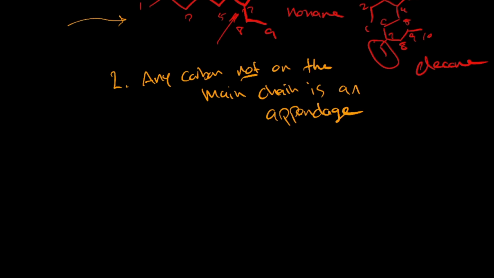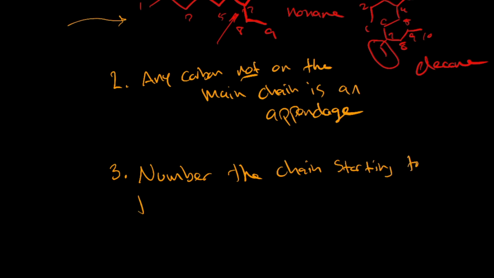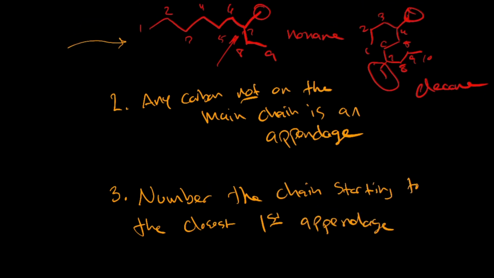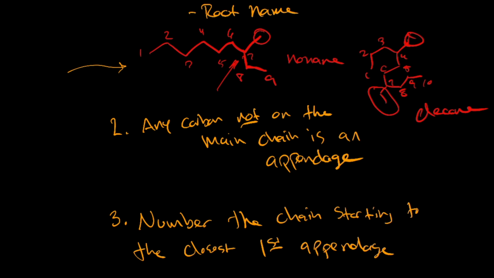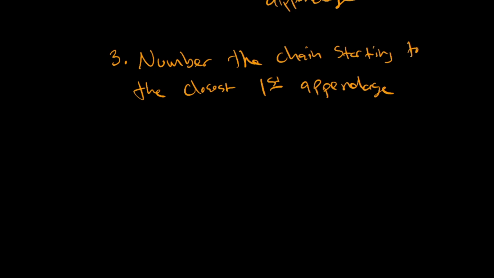But the actual rule is: number the chain starting to the closest first appendage. You'll notice in both cases up here, I totally did the opposite. But if I have something that looks like this, and I know that this is going to be my longest, I actually start counting down here. 1, 2, 3, 4, 5, 6, 7, 8, 9. So I actually have to start numbering here. And this is the important numbering, because this is the numbering that we're going to use to name it.